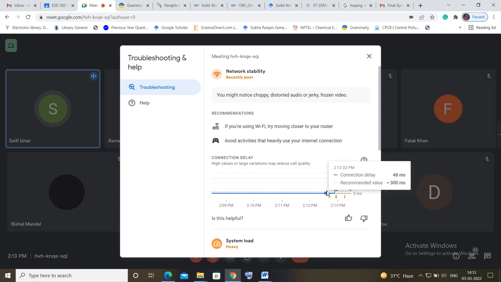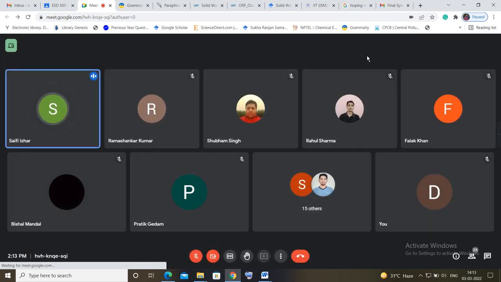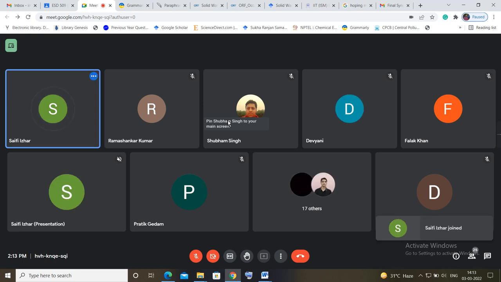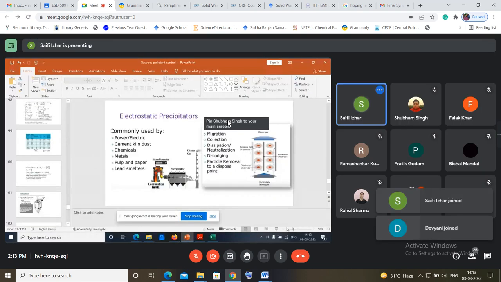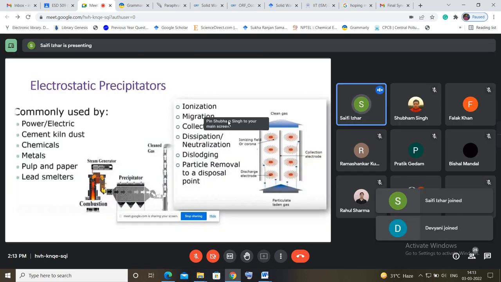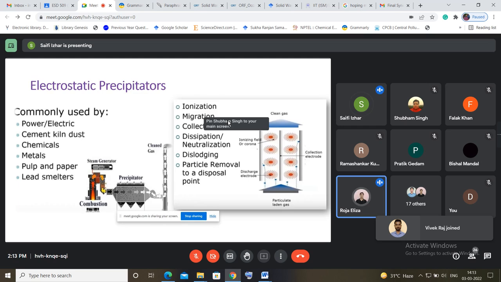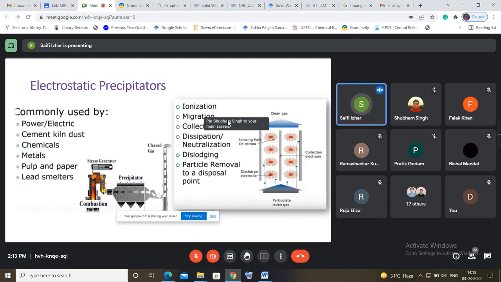Okay. So coming to this, now we are moving to another control option, which is your electrostatic precipitator. So is my screen visible? Can anyone confirm? Okay, it's visible. So we talked about two aspects so far. Now coming forward to electrostatic precipitator.